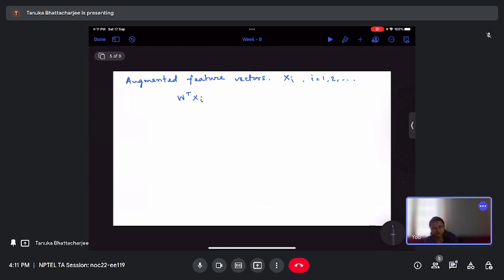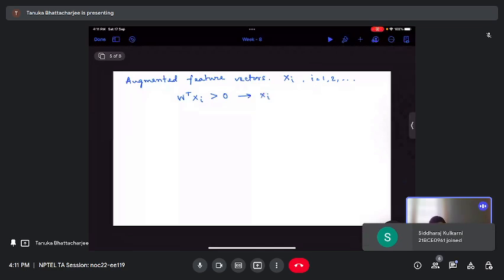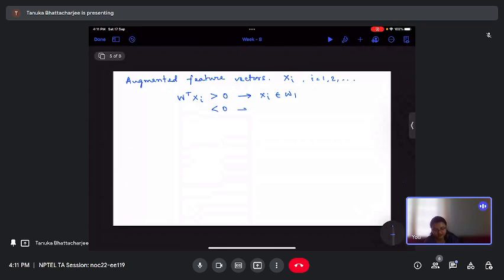So w transpose xi becomes your discriminant function. If this w transpose xi is greater than 0, then you say that xi belongs to class omega 1, and if it is less than 0, you say that xi belongs to class omega 2. And if it is equal to 0, then you say that xi is on the decision boundary. So, this is the situation you have.